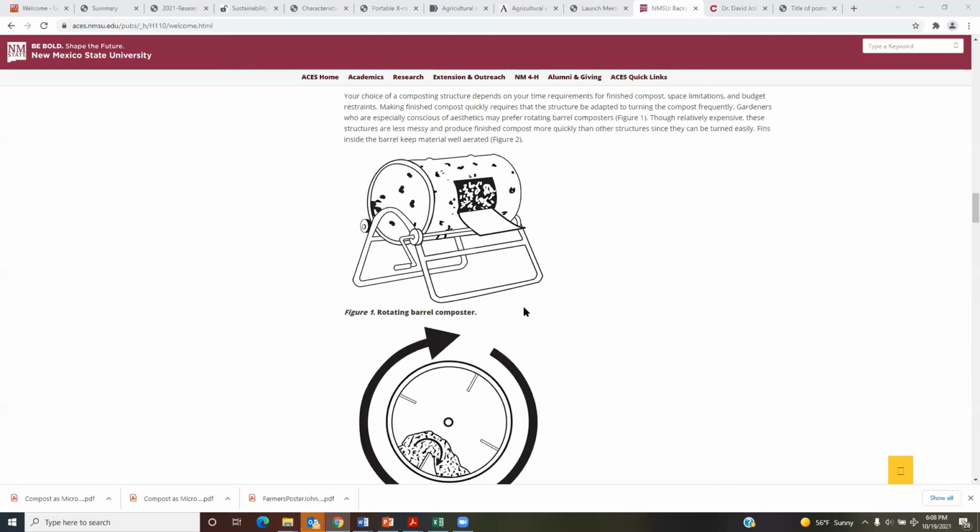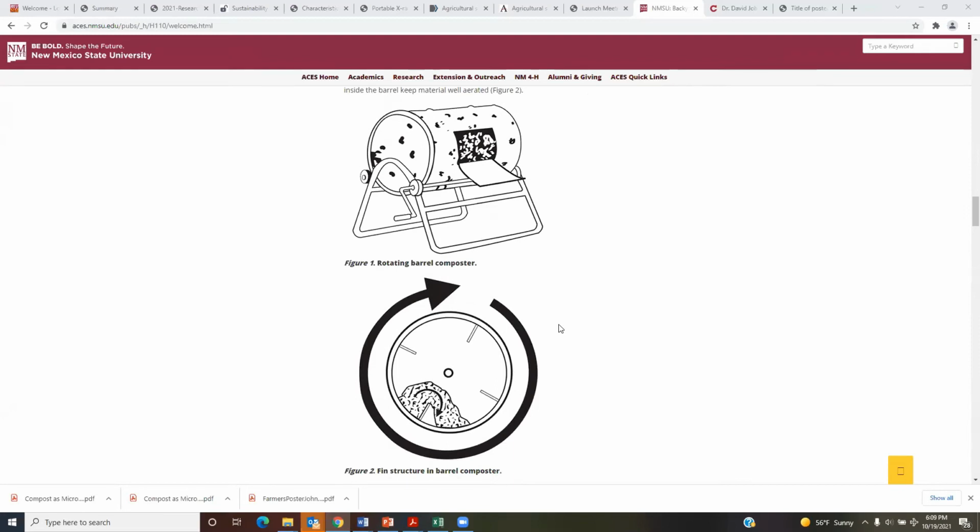And you don't need to buy one. You can buy one if you want, or you can just build one and just roll it around too. It's just however much you want to spend. Some of these cost anywhere up to $800. Like we had one at San Juan College that was about $800. And the point with the barrel system is that this is really good on a home scale, because you can throw all your stuff in there and then just rotate it to get that mixing action going.